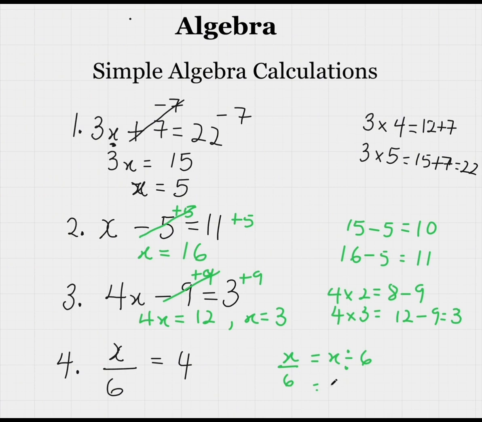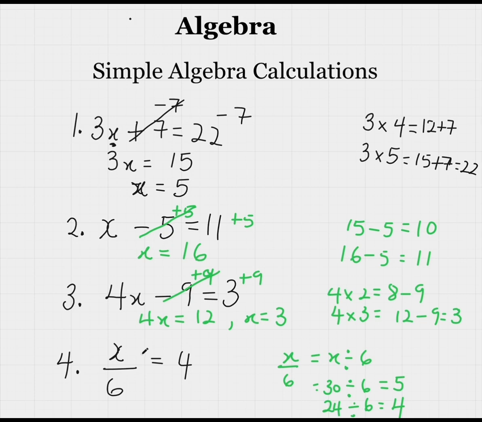So if we're guessing, guess 30. Obviously 30 divided by 6 is what? 5. And so it means that 30 is more than the number we're looking for. And so going back by 6 gives us 24. So 24 divided by 6 gives us 4. And so clearly it means that our x is 24.